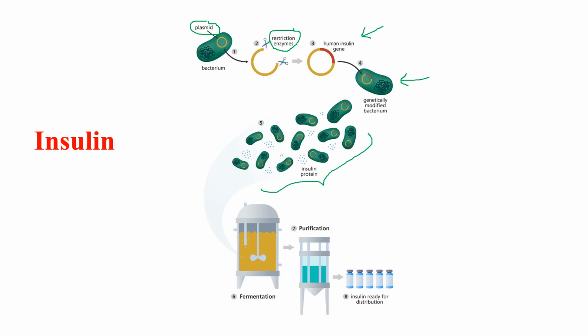To create a large amount of the cells, the genetically modified bacteria are grown in large fermentation vessels that contain all the nutrients they need. The more the cells divide, the more insulin is produced. When fermentation is complete, the mixture is filtered to release the insulin. The insulin is then purified and packaged into bottles and insulin pens for distribution to patients with diabetes.